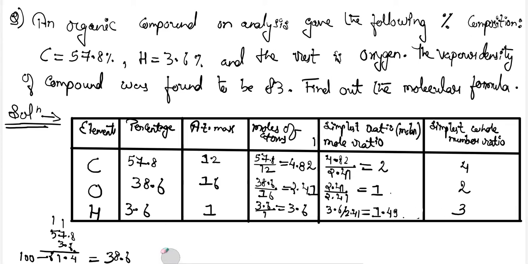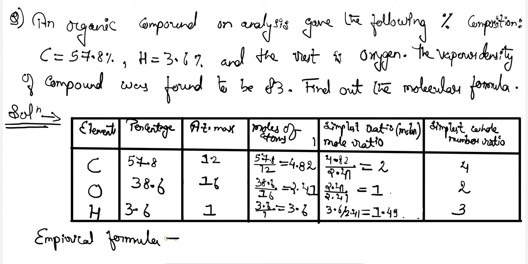Now, the empirical formula, after the calculation here, will become C4O2H3. Or if you want to write it in series, because this is an organic compound, write H with C only, so it will become C4H3O2. This will be the empirical formula.